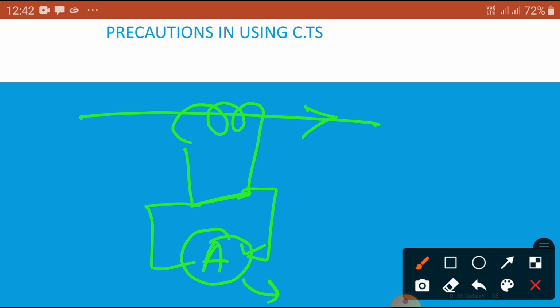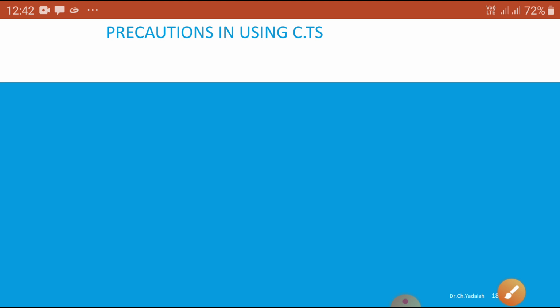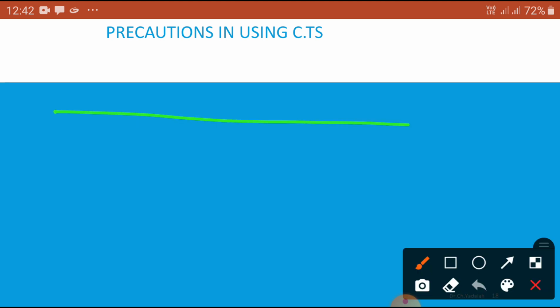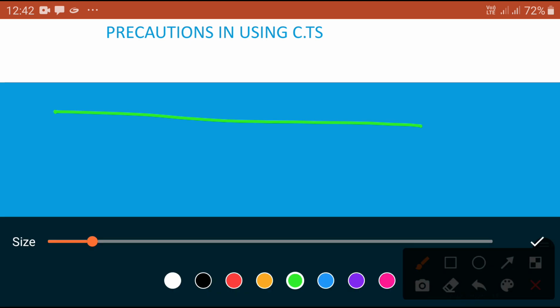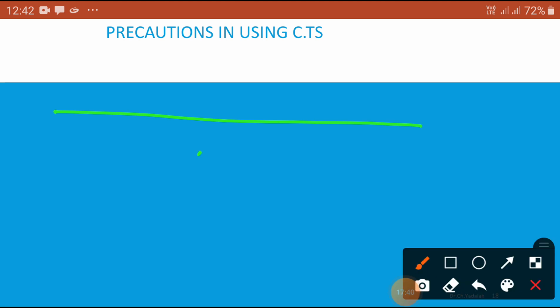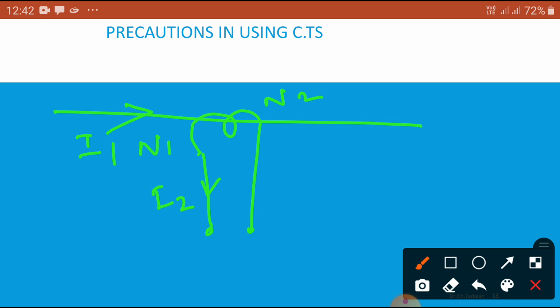What will happen, sir, if it is opened? Here I am going to open it. Now the primary is connected here, and now the secondary is connected here. Okay, now the ammeter is opened. When current is flowing here, what happens? The primary current is I1 with N1 turns, and the secondary has N2 turns with current I2. So the circuit is opened. For repair purposes, we have taken out the ammeter.